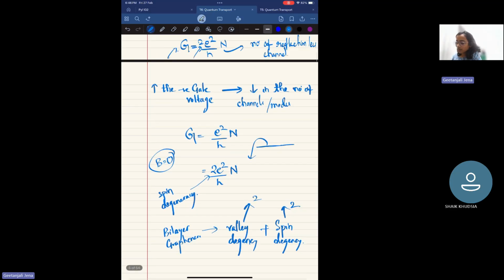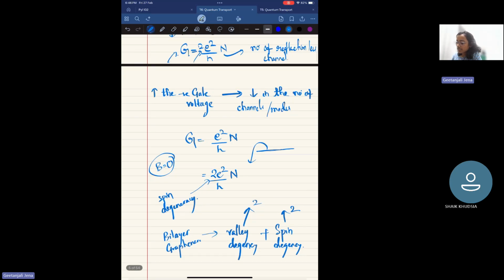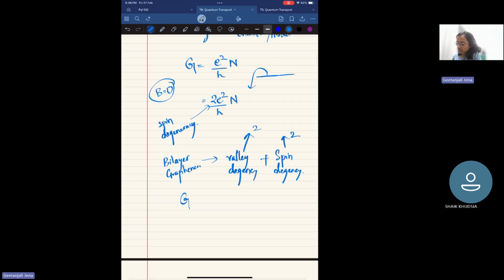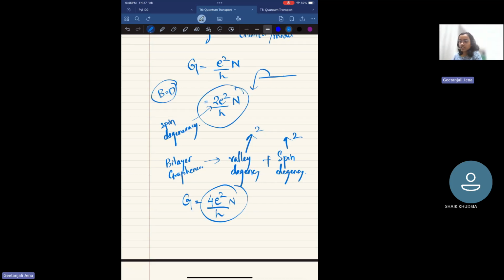That is why for bilayer graphene we say that the conductance is now 4 times e squared by h without the magnetic field. So this is what I was telling earlier. For spin degeneracy, we have 2. If we have both spin and valley, it is 4.